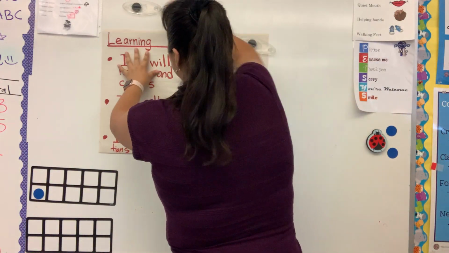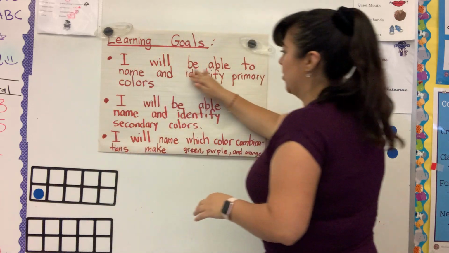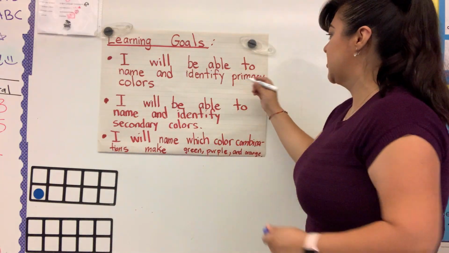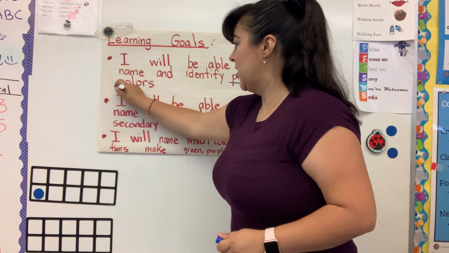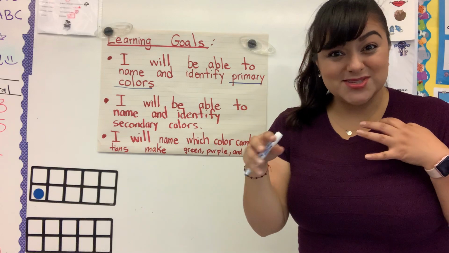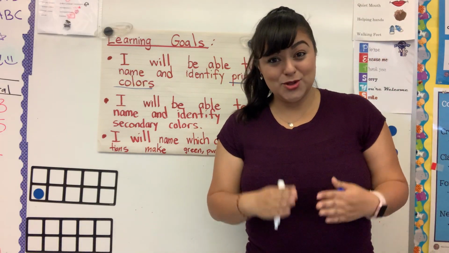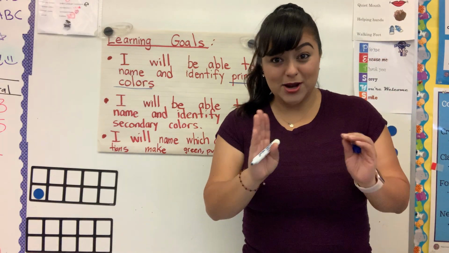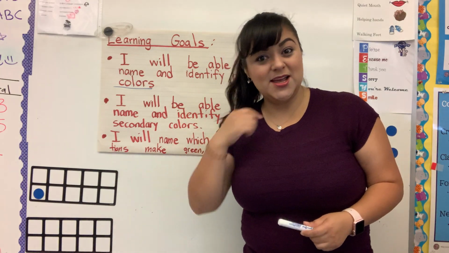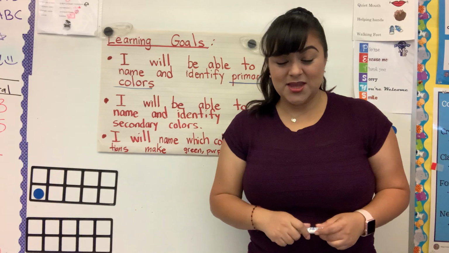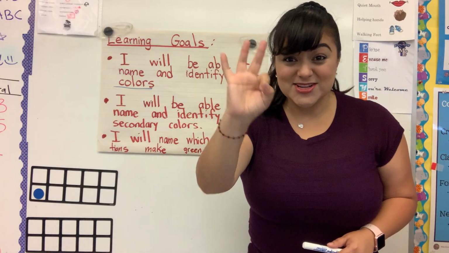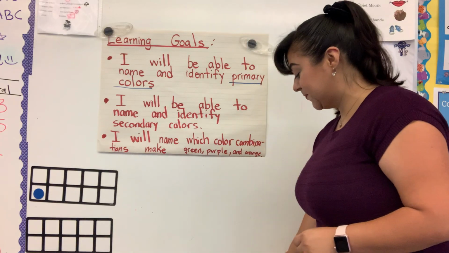Okay, so let's get started with the first learning goal. Primary colors. Primary colors. So these are colors that we use to make other colors. These are our primary colors that artists use to make secondary colors. So let's learn what three colors are primary colors.